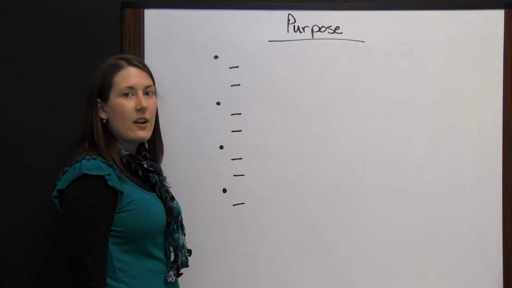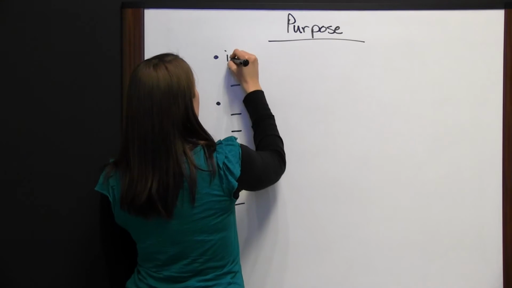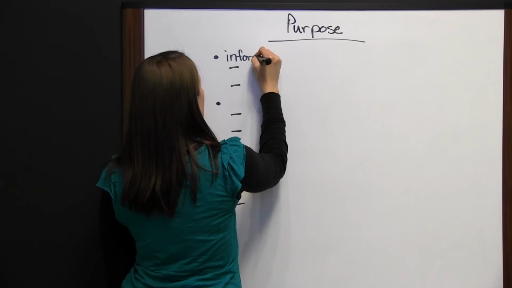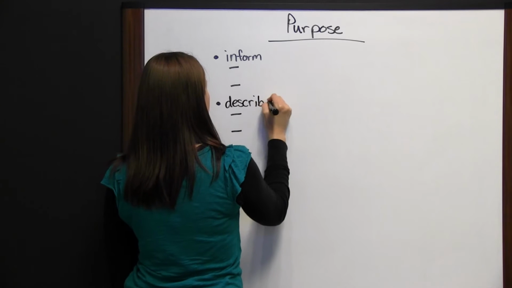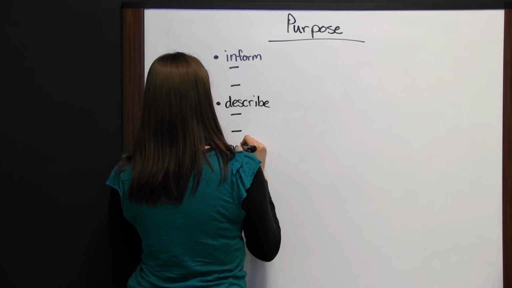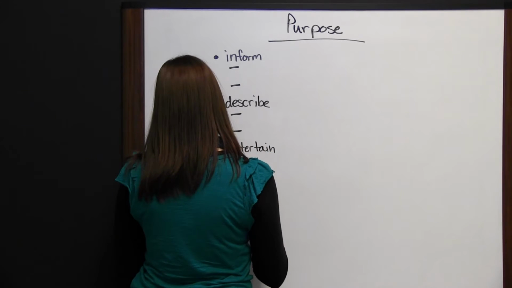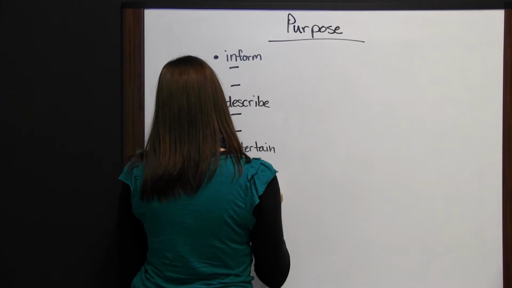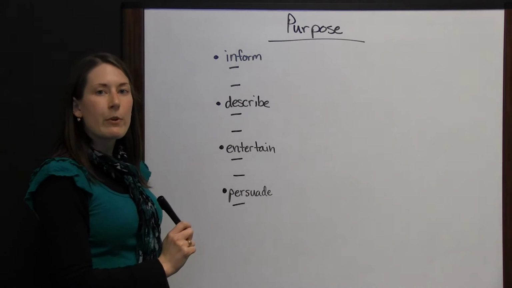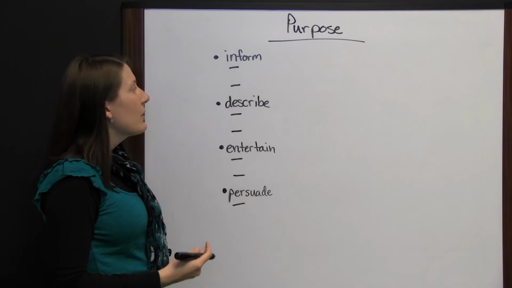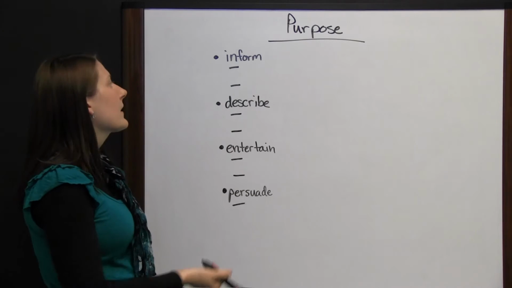Purpose. An author writes with one of four purposes in mind: to inform, to describe, to entertain, or to persuade. Once we figure out which one of these four purposes the author is writing with, we will be able to better understand his or her motivations for writing.